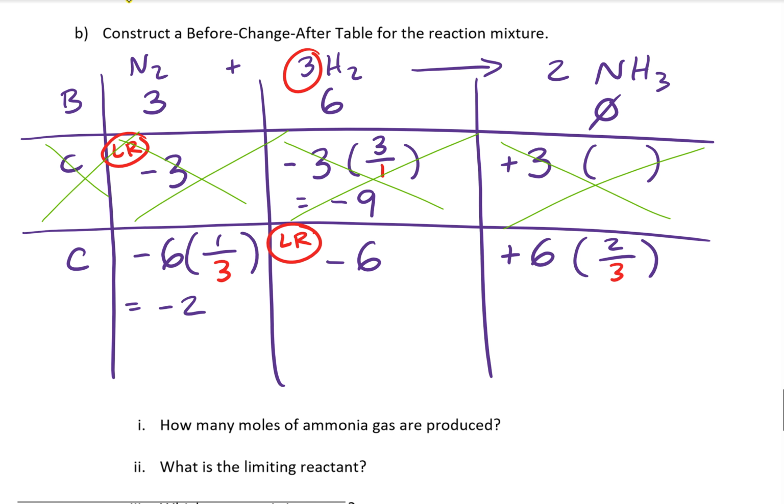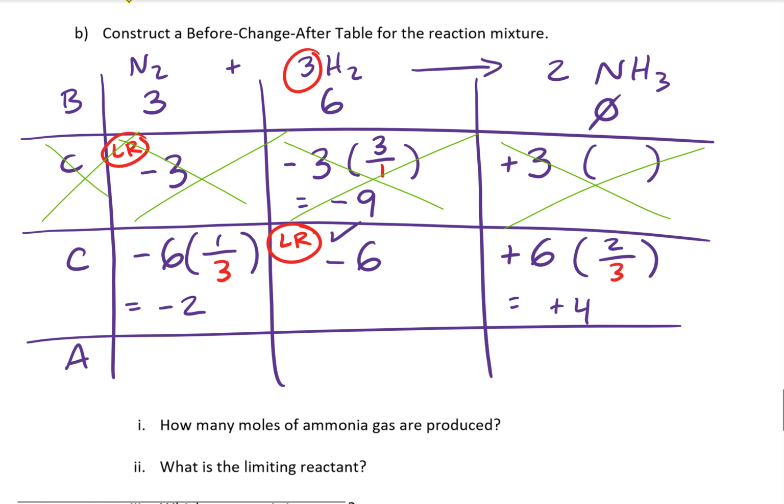So you see here that nitrogen, yeah, you have enough nitrogen. 3 at the beginning, 2 are needed. You have enough. So yes, hydrogen is the limiting reactant. For the ammonia, 6 times 2 is 12. Then 12 divided by 3 is 4.